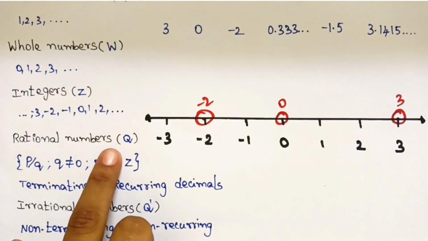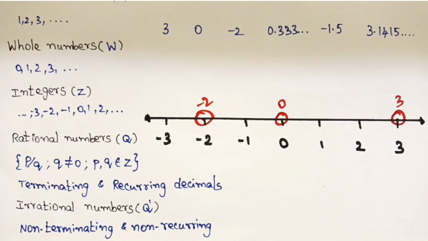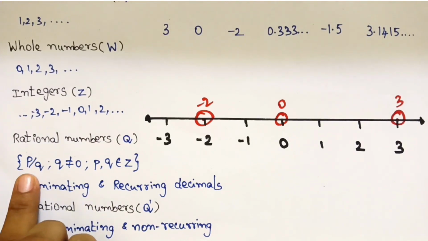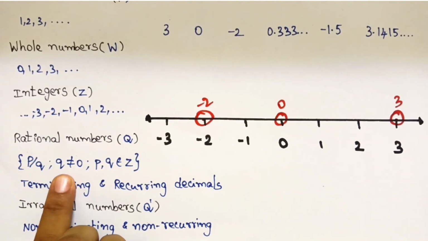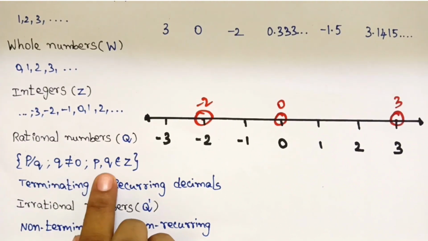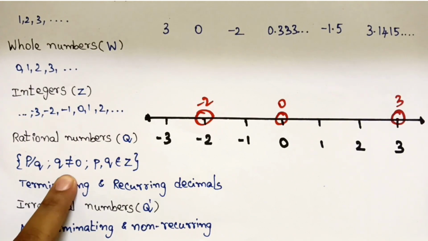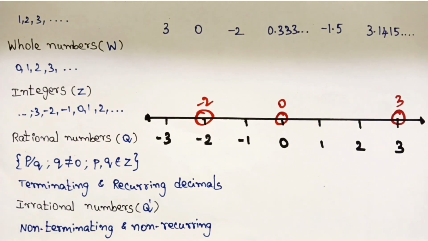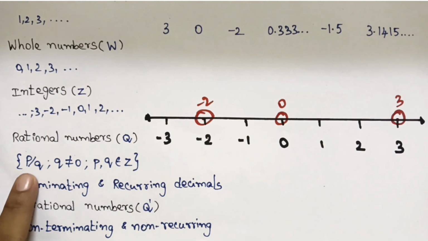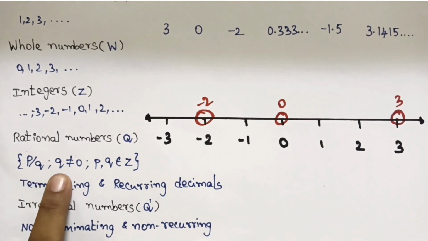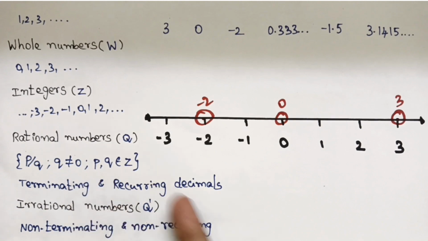Rational numbers. Rational numbers are simply fractions. Rational numbers can be expressed as the fraction of two integers, that is in the form p by q, where q not equal to 0 and p and q are integers. If q equal to 0, p by 0, what? It's undefined. Any number by 0 is undefined. So it's important. It's in the form p by q, where q not equal to 0. p and q are integers.